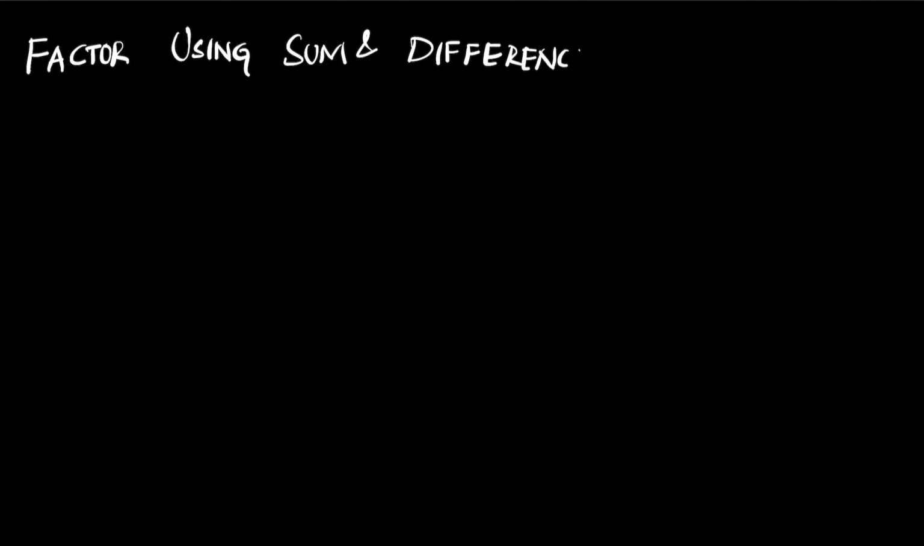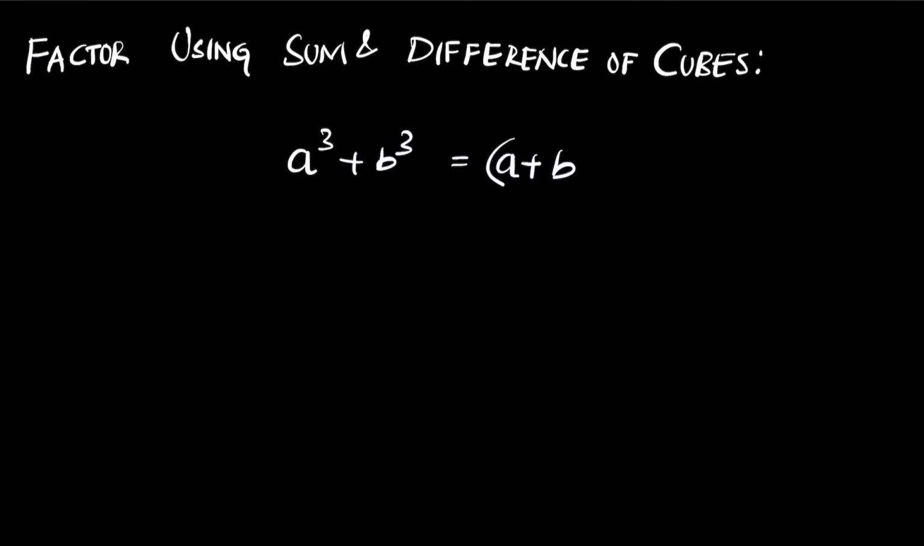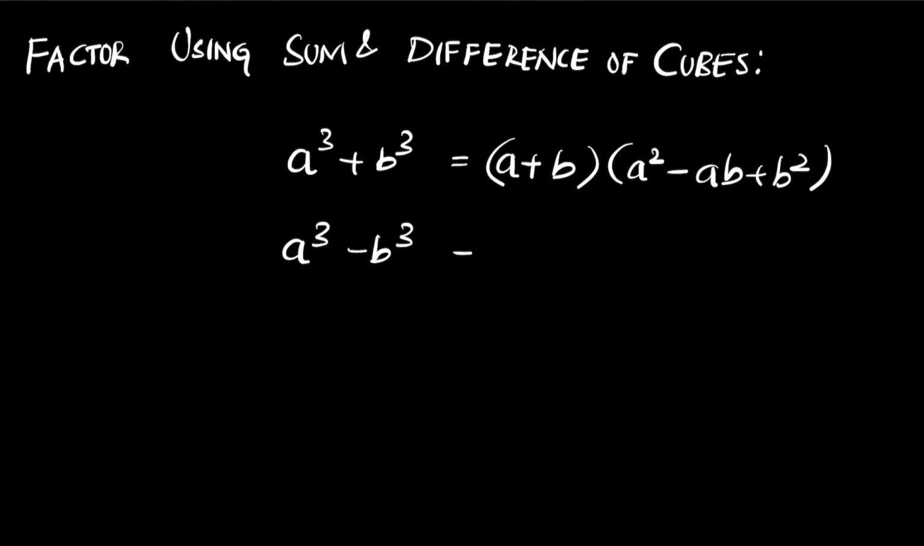The next one is to factor using the sum and the difference of cubes. For this we'll use two formulas. One is a cube plus b cube, which can be written as a plus b times a square minus ab plus b square. The other is a cube minus b cube, which can be written as a minus b times a square plus ab plus b square.